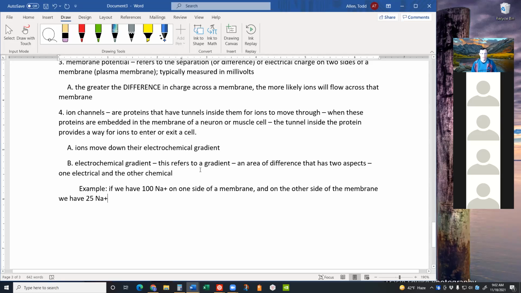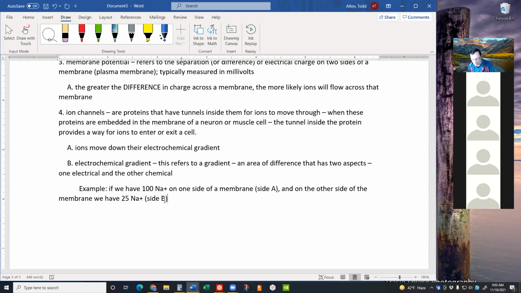let's say the side of the membrane with 100 sodium ions, we'll call this side A, just so I can refer to it. And the other side with 25 sodium ions, we'll call this side B. So the area where you have 100 sodium ions is side A, the area with 25 sodium ions is side B.